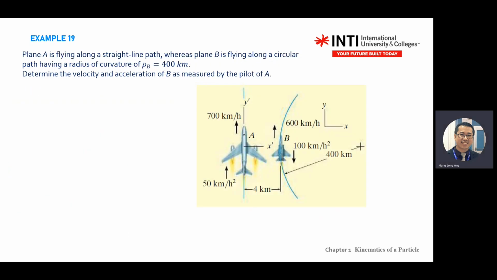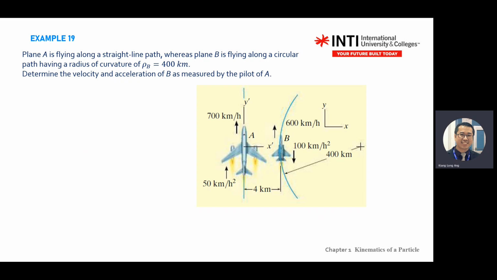Next, we have two aircraft in an air show. One aircraft here, plane A, is in a straight line, so it gives you what you learned in your linear motion. And plane B, you see there's a curvature, so it's a curvature motion. For curvature motion, you need to recall the normal and tangent equation: a equals a_n u_n plus a_t u_t.